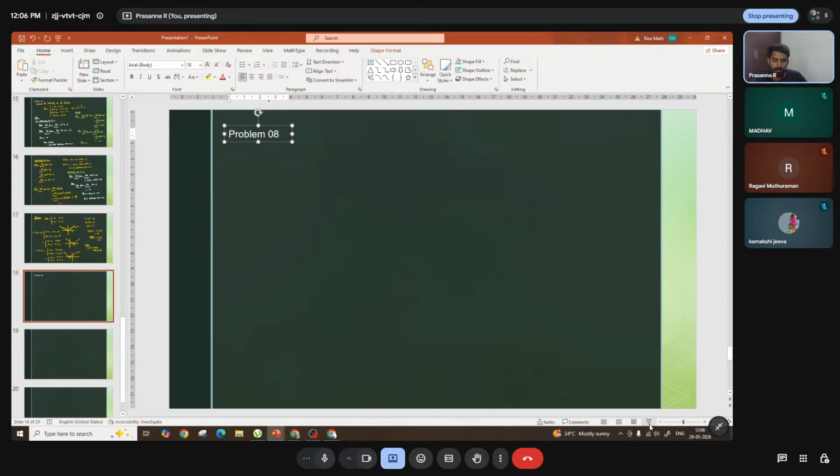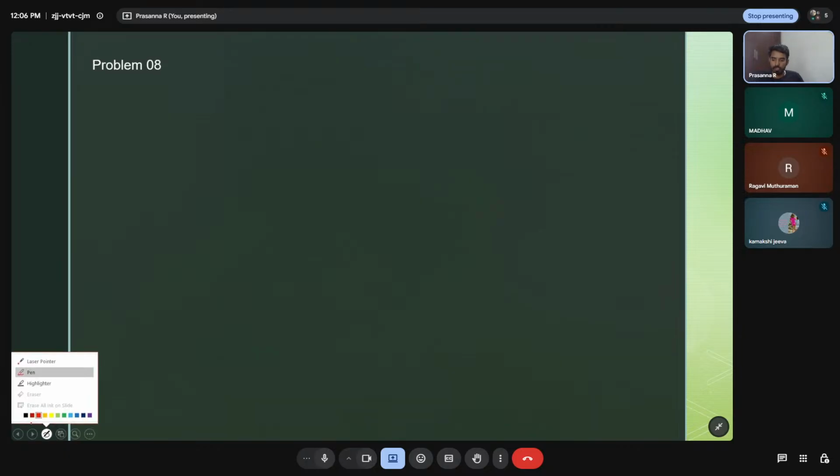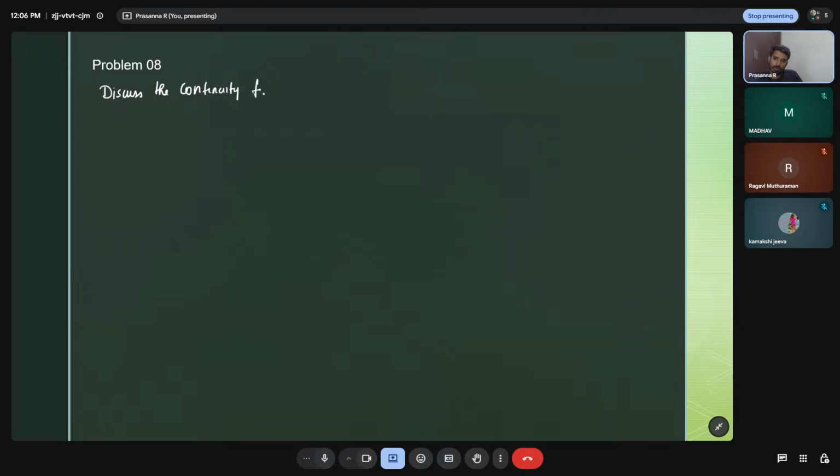Problem 8. Discuss the continuity for the function f of x equals mod x minus 1 plus mod x minus 2. Individually both are continuous, but I have a series of two mod functions.